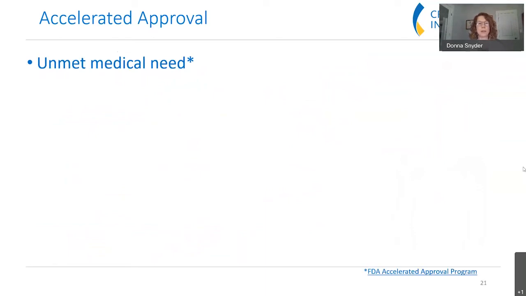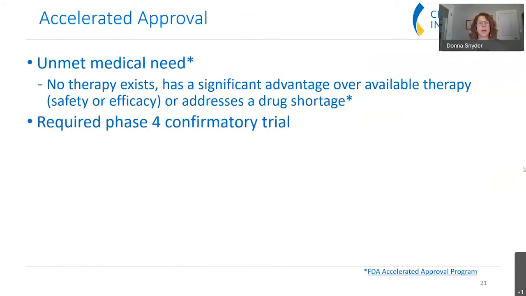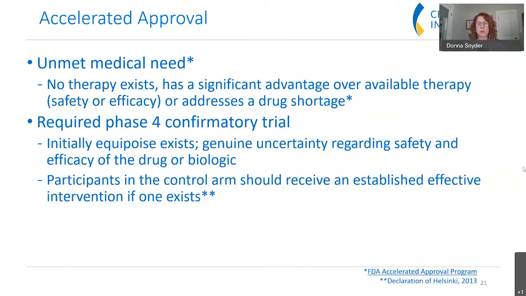We have this unmet medical need, no therapy exists, or there's a significant advantage of this particular product that's being approved under accelerated approval over available therapy, or this addresses a drug shortage. These may be conditions on which accelerated approval may be granted. They do require phase 4 confirmatory trials, as I've already mentioned. And initially, we do believe that equipoise exists because there's this uncertainty regarding the safety and efficacy of the drug or biologic. We're making some decisions based on this endpoint that we've looked at, but we don't have absolute certainty. And participants in the control arm should receive an established effective intervention if one exists.